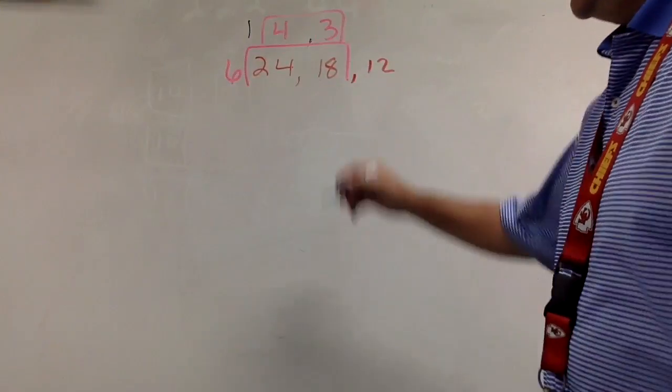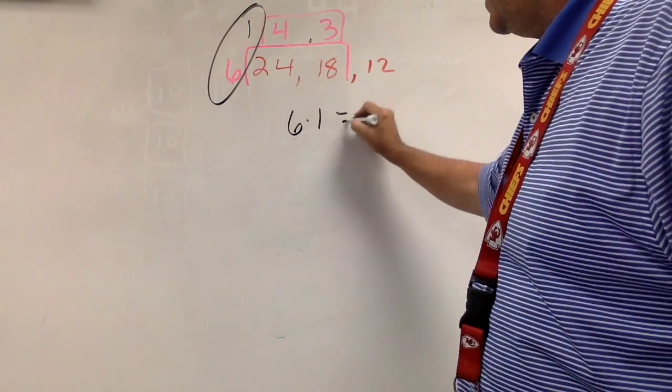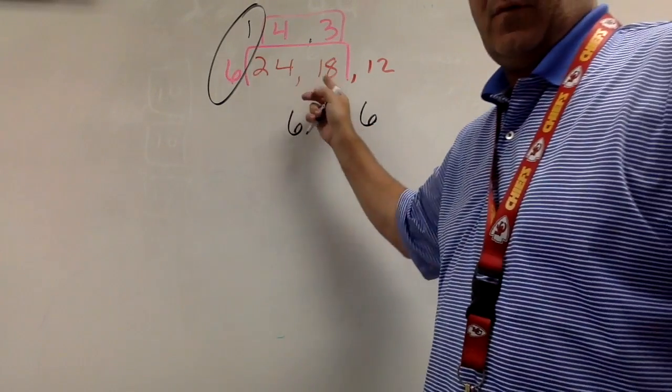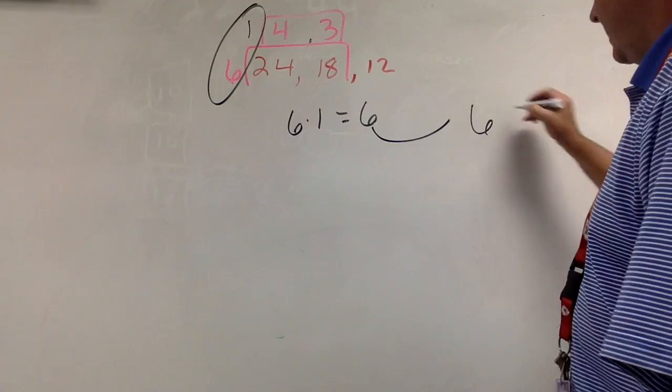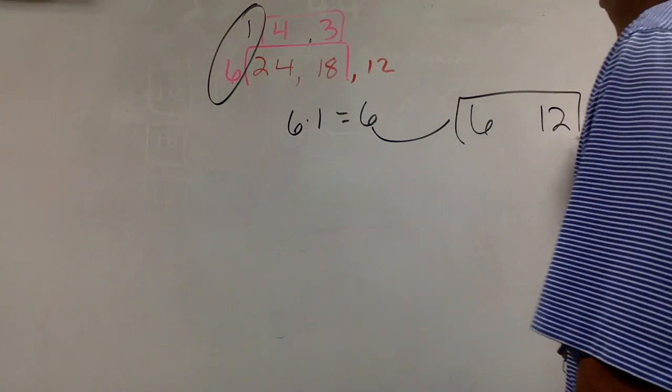So, how do I get GCF? I multiply the outside. 6 times 1. So I take that number 6 from that cake, because that's the greatest common factor of 24 and 18, but I need all three numbers. I take that number, put it in a cake with the remaining number, 12. And I do a cake on that.